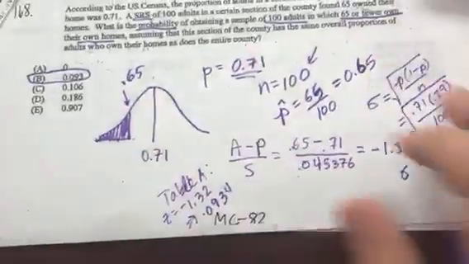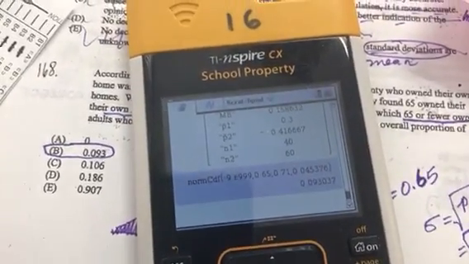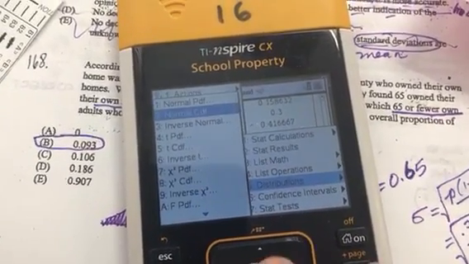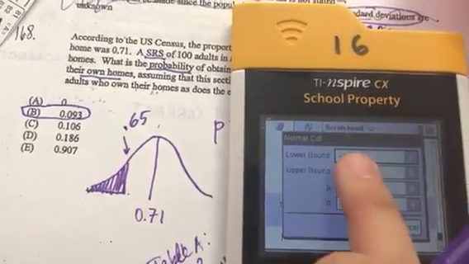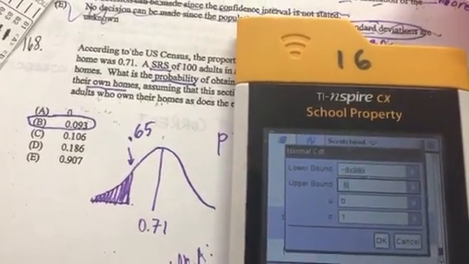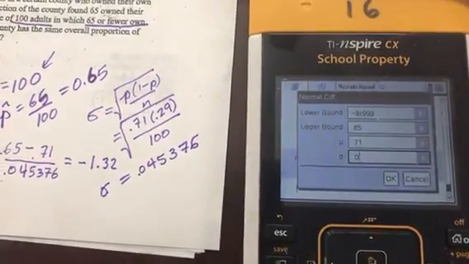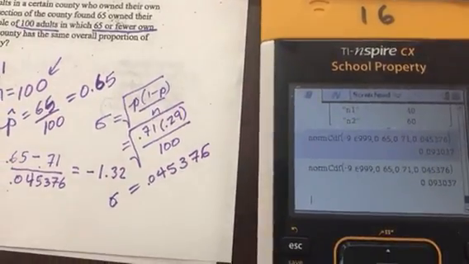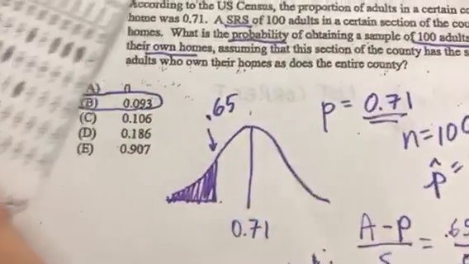Now let's say you're not too great at this. Could you have cheated a little bit and used the fancy calculator? The answer would be yes. You would want to go menu, stats, distribution, and you want to do a normal CDF. So the lower bound in your picture is infinitely low, just a really low number. You know your upper bound is 0.65, your mu is 0.71, and your standard deviation is this number I calculated using this formula, 0.045376. Now that I have all my values in the calculator, I hit OK, and notice I get the same value, 0.0934. So definitely 0.0934 is my answer.